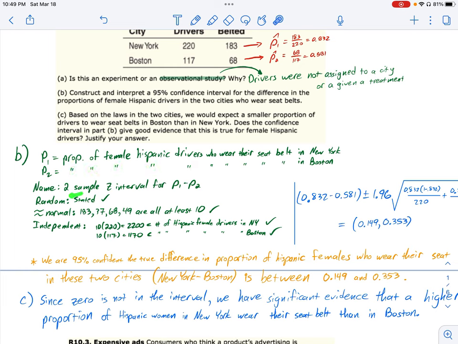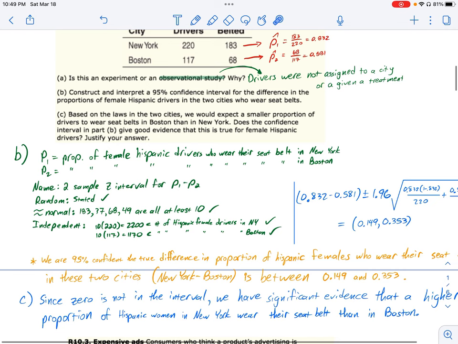The name of it is a two sample because you got two cities. It's a Z interval for the difference of P1 minus P2. Or you could just throw the word two sample proportion. You could throw proportion in right here. Random, it's set up here that it was random.